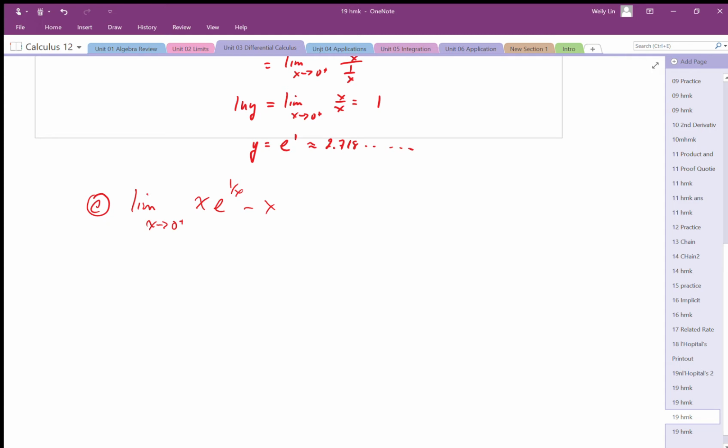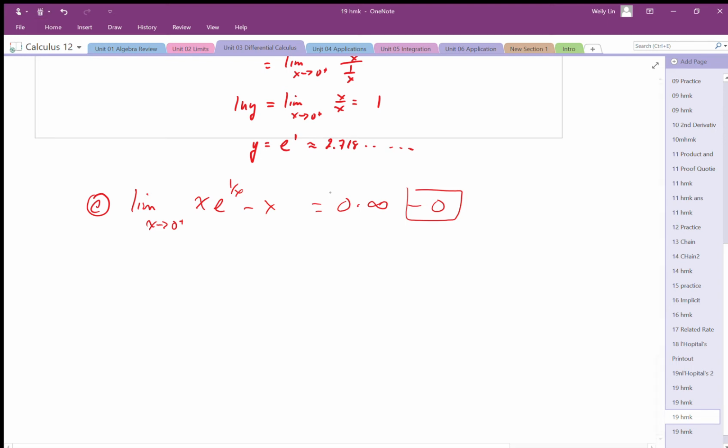So if we take a look at question letter E, it is x e to the 1 over x minus x as x goes to 0. If we plug it in, we get 0 times e to the infinity, since 1 over 0 is infinity, so that becomes 0 times infinity minus 0. The minus x part is not an issue; it's just 0. What we really want to know is what's happening over here.